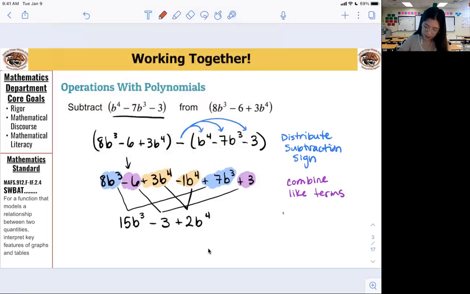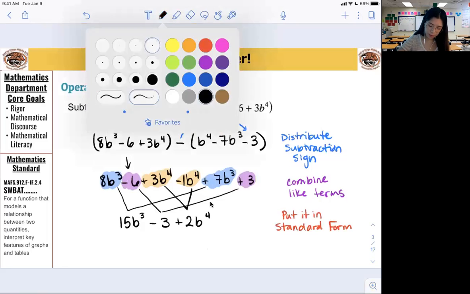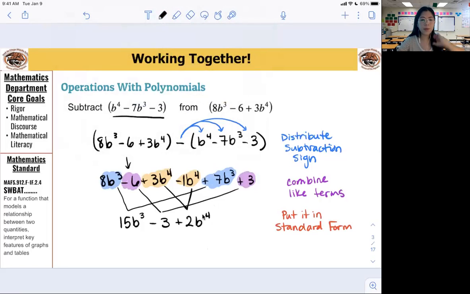Standard form? Yeah, good. So remind me, what is standard form? Where you put the greatest exponent in the front. Good. And it goes from there. So the greatest exponent is 4. So 2b to the power of 4 goes first. What comes next? Positive 15b cubed. And then finally, negative 3.